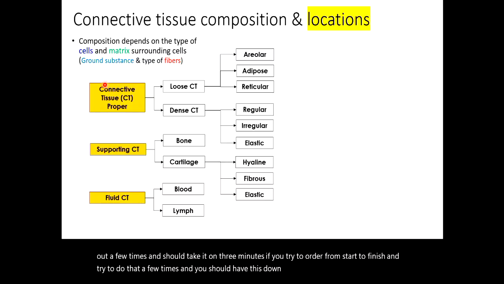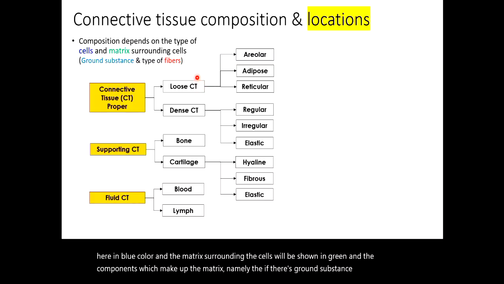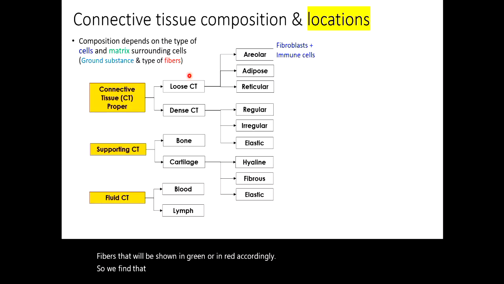So I've pointed out all of the cells here in blue color, and the matrix surrounding the cells will be shown in green, and the components which make up the matrix, namely if there's ground substance or just specific fibers, that will be shown in green or in red accordingly. So we find that the main types of cells in the areolar connective tissue will be fibroblasts, and there will also be a number of immune cells.